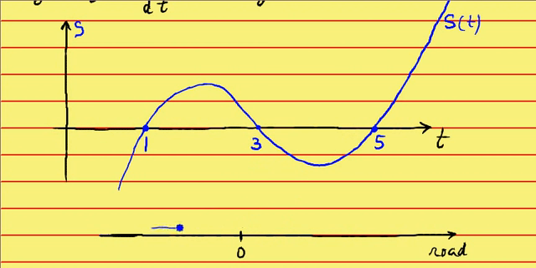It's coming from the left. Well, how do I know I'm coming from the left? Because S is negative here. I'm coming from the left. When time is 1 second, I'm crossing the origin. So I keep traveling along, and then sometime I decide to come back.